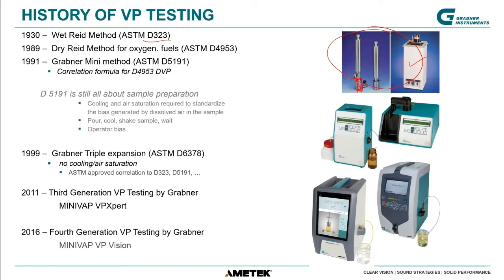And then Grabner came with the 5191 method. This is the first instrument from Grabner Instruments that worked in a similar way to the Reid method, just instead of having 250 milliliter bombs, an automated chamber of 5 milliliters. And the big invention of Grabner Instruments was then a new standard, the triple expansion. I explain this on the next slide, why this was such a good idea.